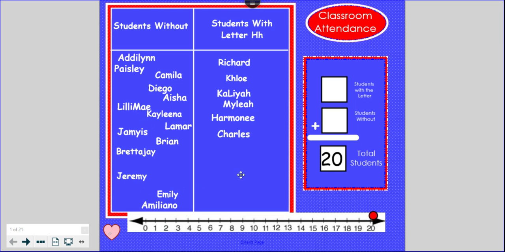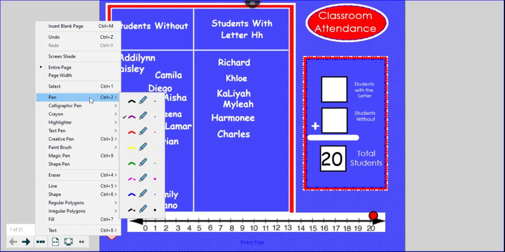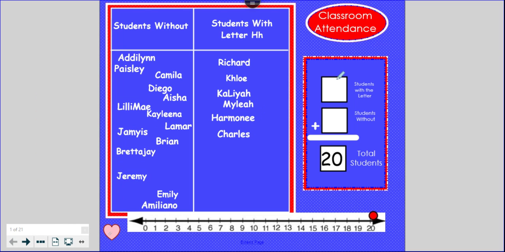All right, let's count and see how many friends have the letter H. 1, 2, 3, 4, 5, 6. 6 friends have the letter H in their first name. So let's write a number 6. Will you write a number 6 in the air with me? Awesome. Let's count and see how many friends do not have the letter H in their name. 1, 2, 3, 4, 5.